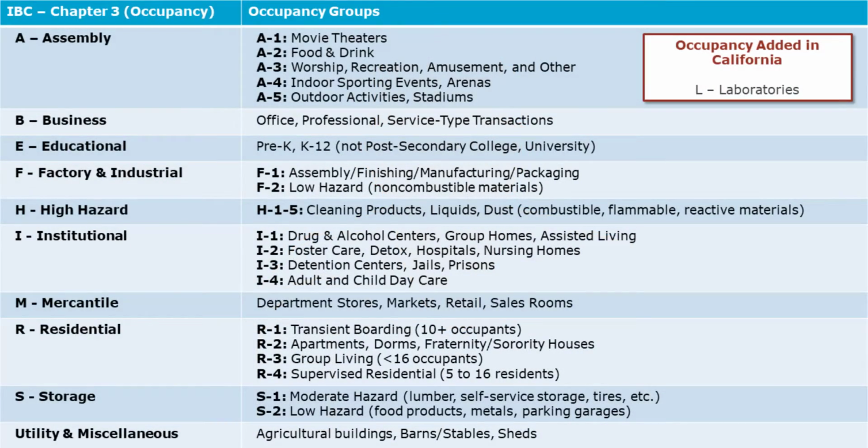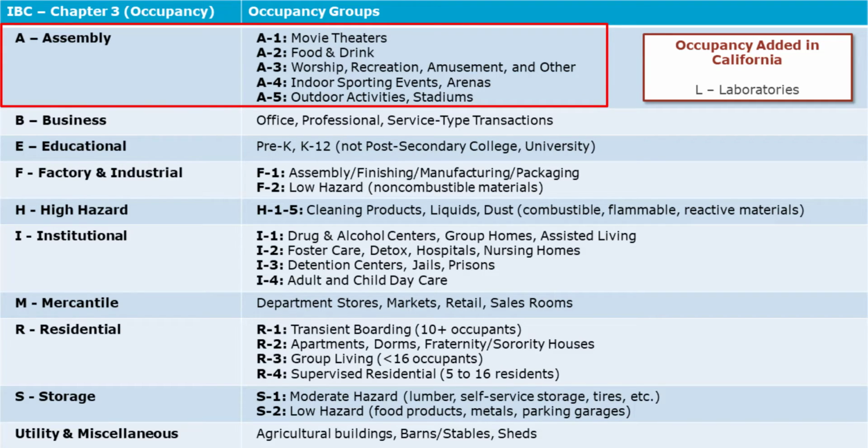Okay, as we talk about delayed egress, one of the most important things you really need to understand is occupancy. Occupancy is found in Chapter 3 of the International Building Code, and occupancy helps us understand how a building is being used. You can see the code breaks a building down into its actual use, and sometimes you have to keep in mind we may have multiple uses within a building.